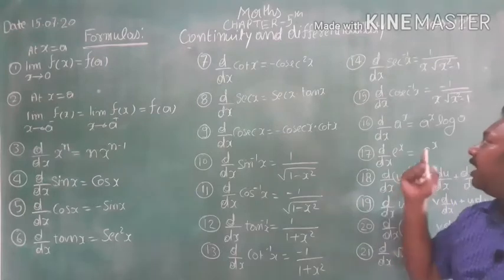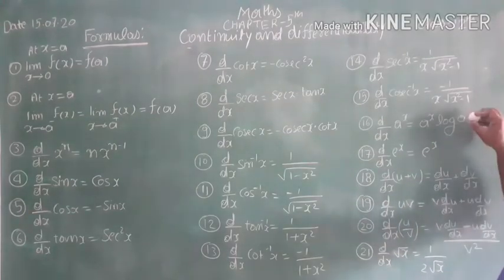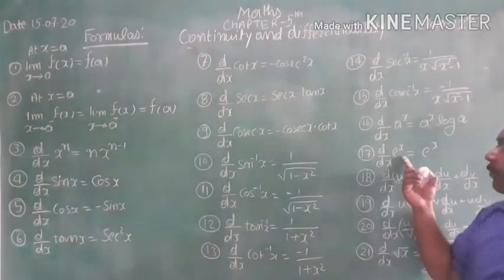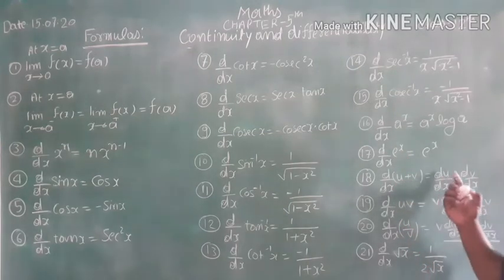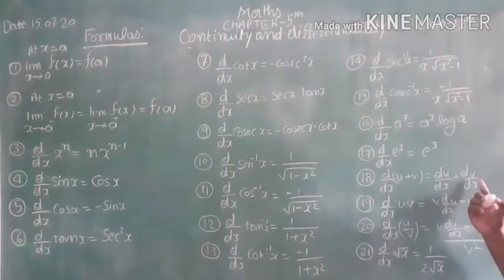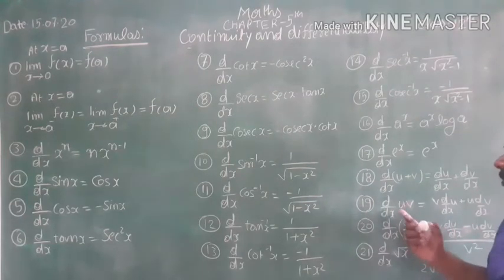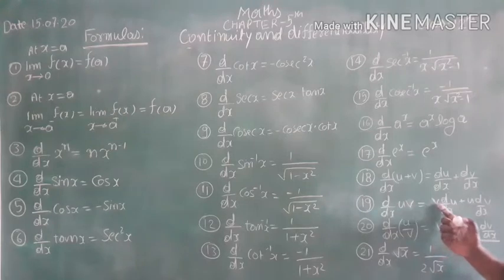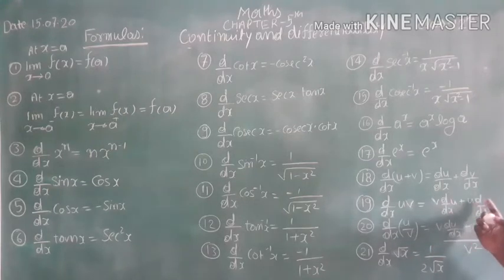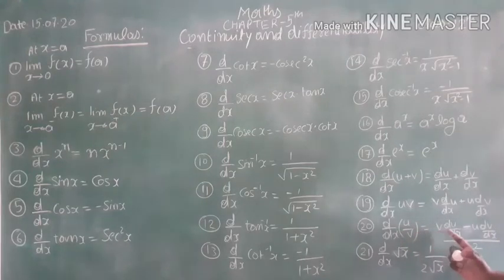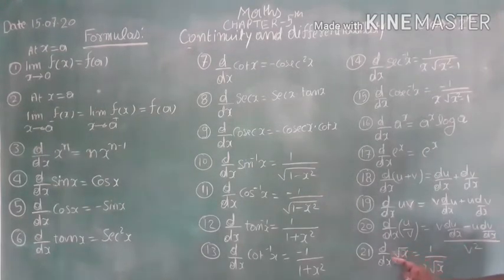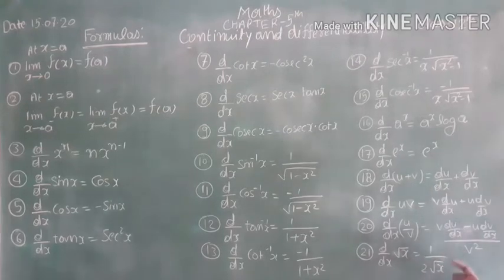d/dx of a raised x is a^x log a, d/dx of e raised x equal to e raised x, d/dx of u plus v equal to du/dx plus dv/dx, d/dx of uv is equal to v du/dx plus u dv/dx, d/dx of u upon v equal to v du/dx minus u dv/dx upon v square, d/dx of root x equal to 1 upon 2 root x.